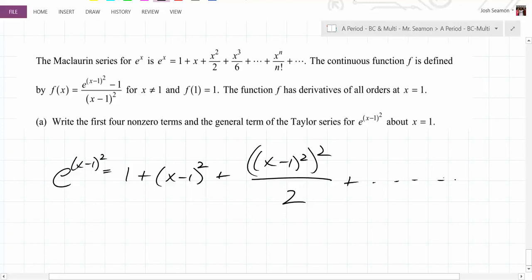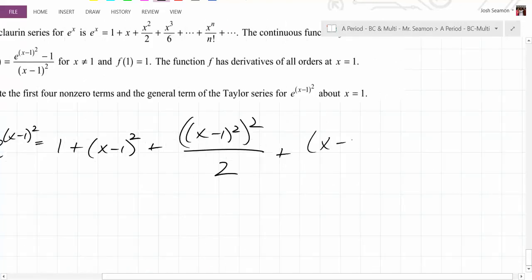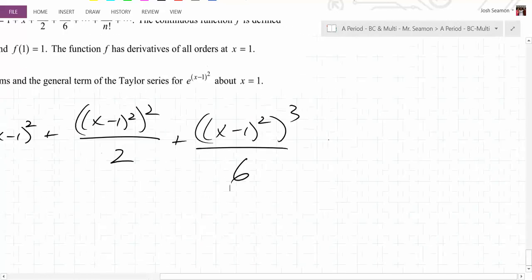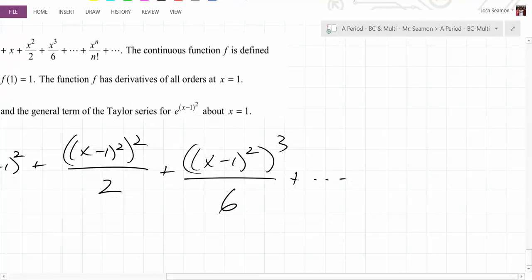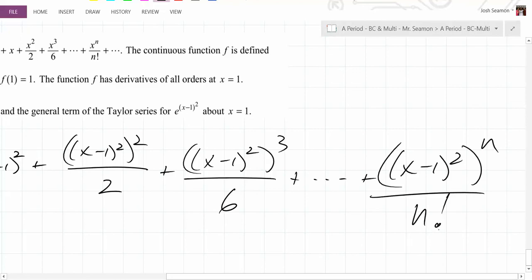Now it says, write the first 4 non-zero terms. So the next one is what? x minus 1 squared to the what power? 6, over 6. And then you have to write the general term. That's 1 point here. So what is it going to be? x minus 1 squared to the n over n factorial. You have to write that because on the grading sheet, you get 1 point for the first 4 and 1 point for the general term. Take the easy points.